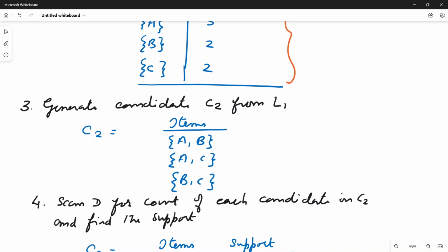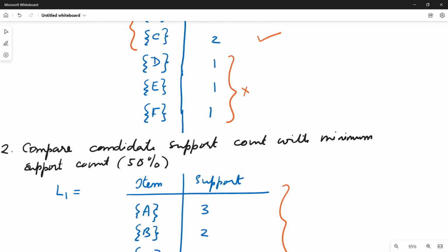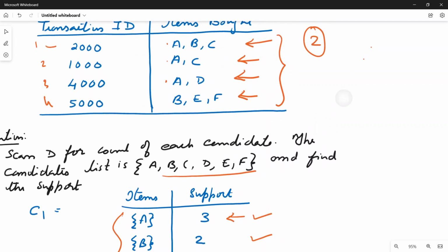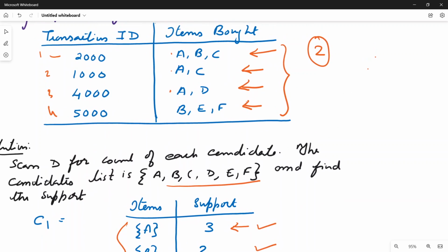So from A, B, C we can have the combination AB, then we can have the combination AC, then one more combination BC. These 2 item sets we need to check in the original table to see how many times each occurs. AB is occurring 1 time. Then we have AC, which is occurring twice. Then BC was the last one, and BC is occurring 1 time.